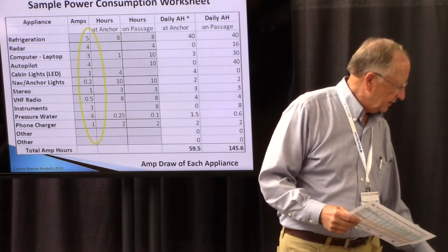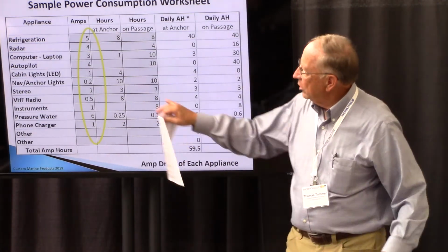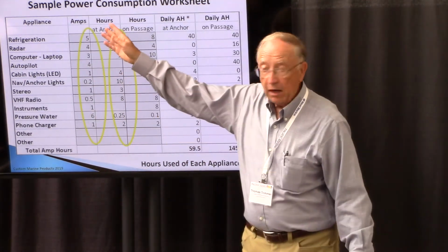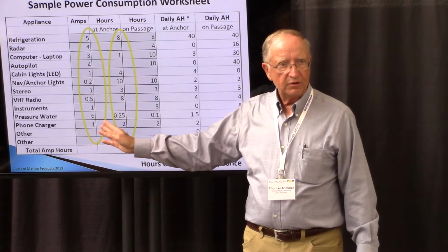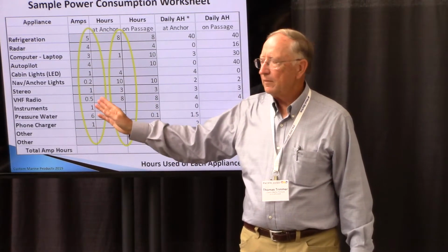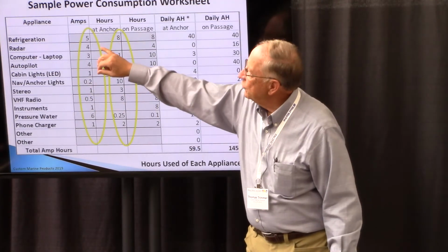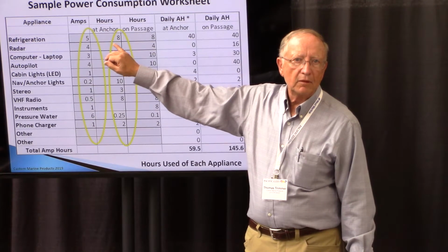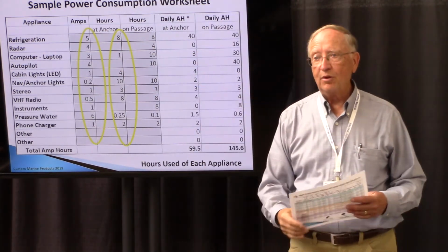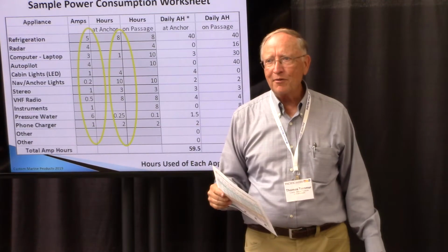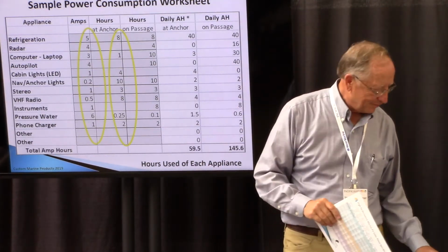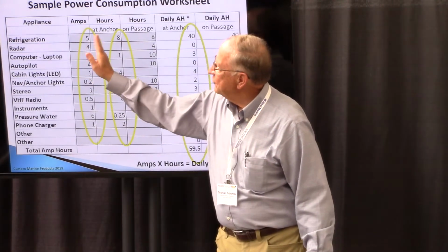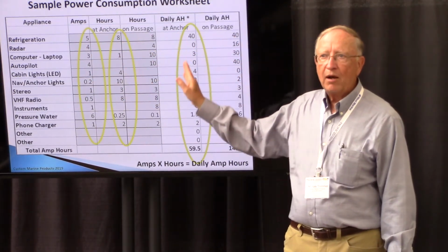The second thing, once I determine that, is how much do I use them? How many hours, when I'm at anchor, do I use them? That makes sense? So my refrigeration draws 5 amps, it runs 8 hours a day. Or it runs 12 hours a day. Or in the winter it runs 6 hours, in the summer it runs 12 hours. Then if I multiply my amps times hours, I come up with amp hours.